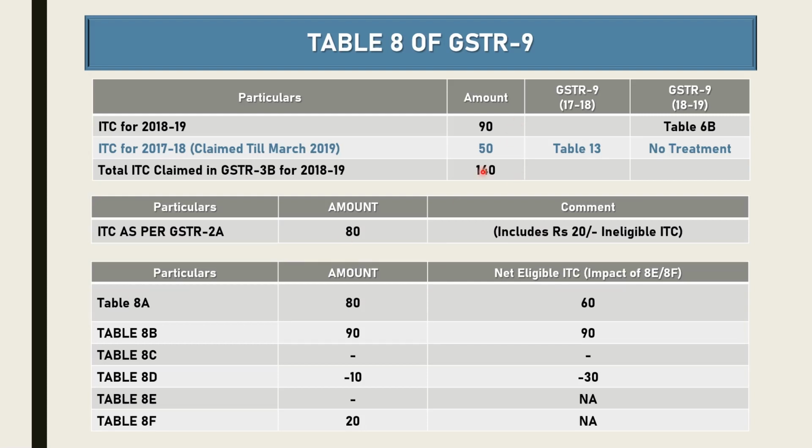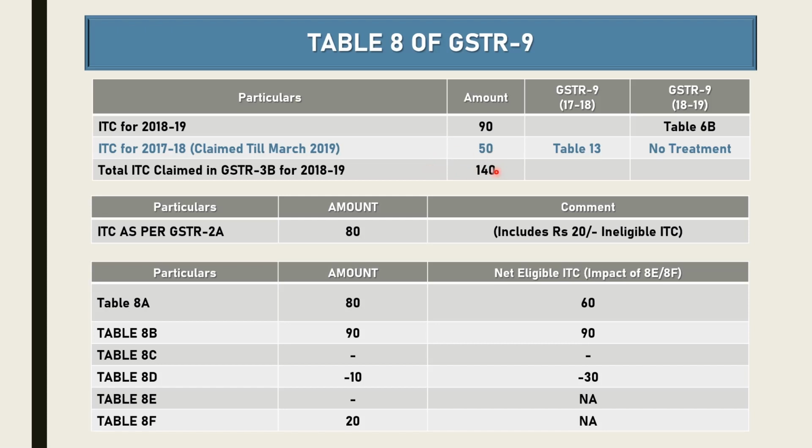My total ITC claimed in GSTR 3B for 1819 was 140 rupees. Out of that 140 rupees, 90 rupees was ITC for 1819, and 50 rupees was ITC for 1718 which was claimed in 1819 till March 19. So therefore my total ITC claimed in 3B was 140 rupees.